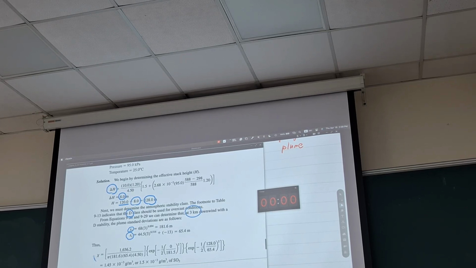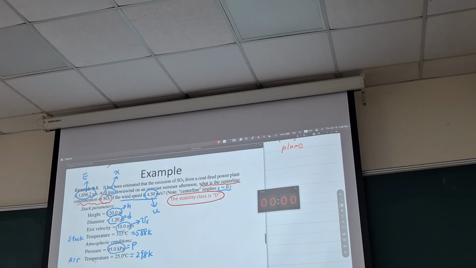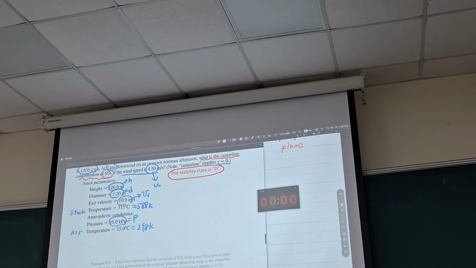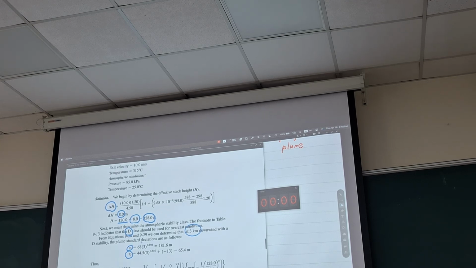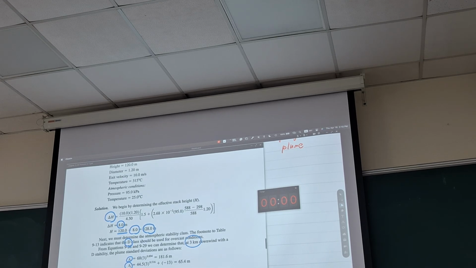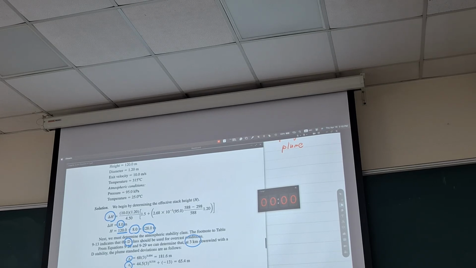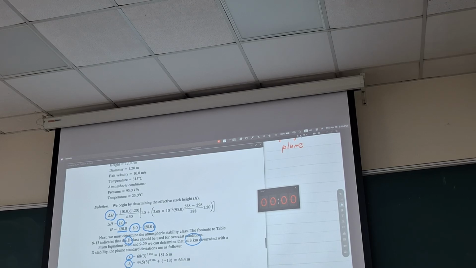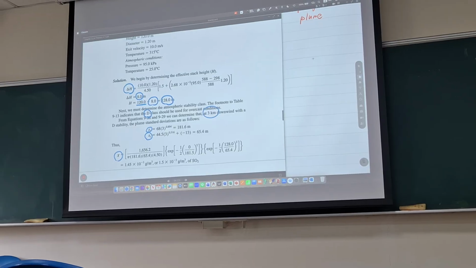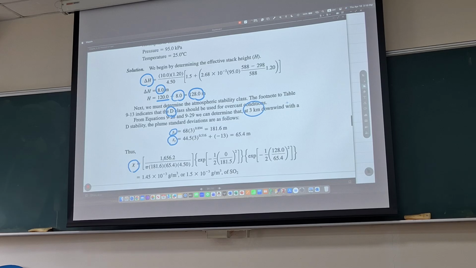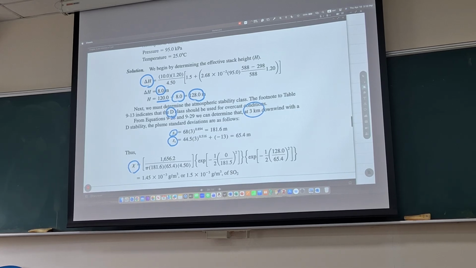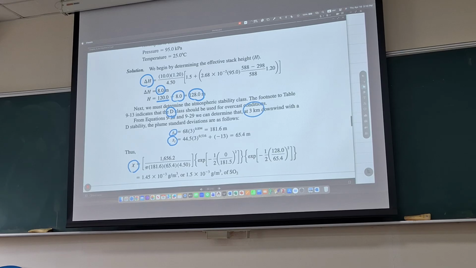And finally we can use this formula. We just plug in all the parameters. Actually, this one is in the textbook. We can find a solution in the textbook. If you want to take a photo, just take a photo, but you can find this in the textbook. Let me enlarge this.